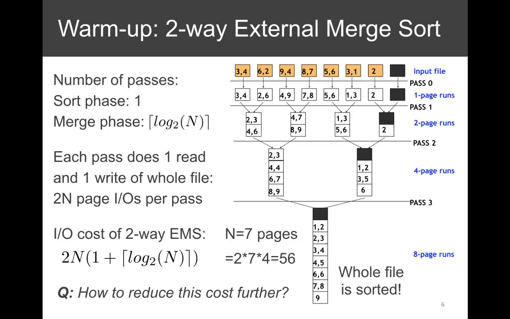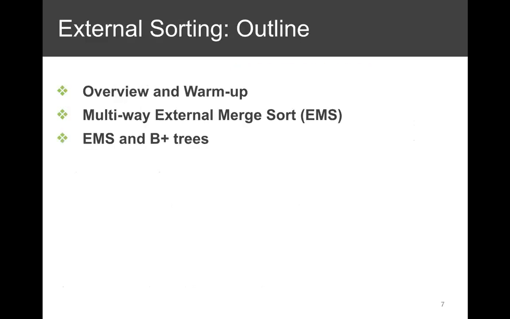Now, for the rest of the topic's discussion, we're going to talk about how do we take this toy algorithm, the two-way external merge sort, and reduce this I/O cost further. Okay, so right now we have 56 page I/Os for this sort. How can we dramatically reduce that? This is where we're going to talk about the real procedure that's implemented in RDBMS called the multi-way external merge sort.